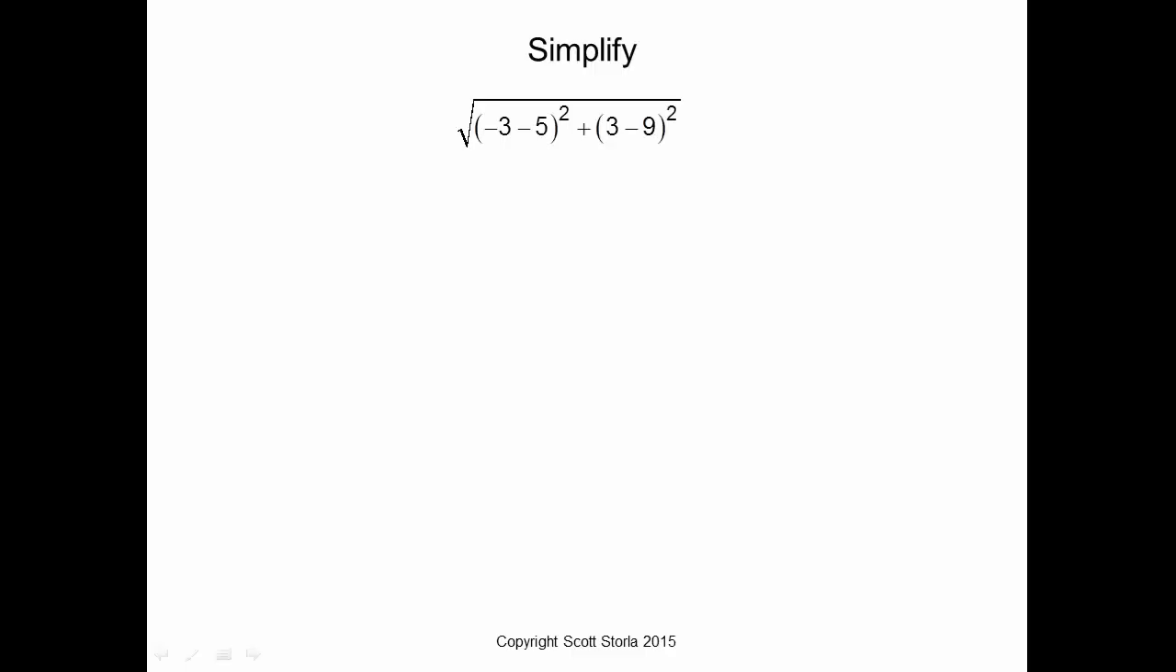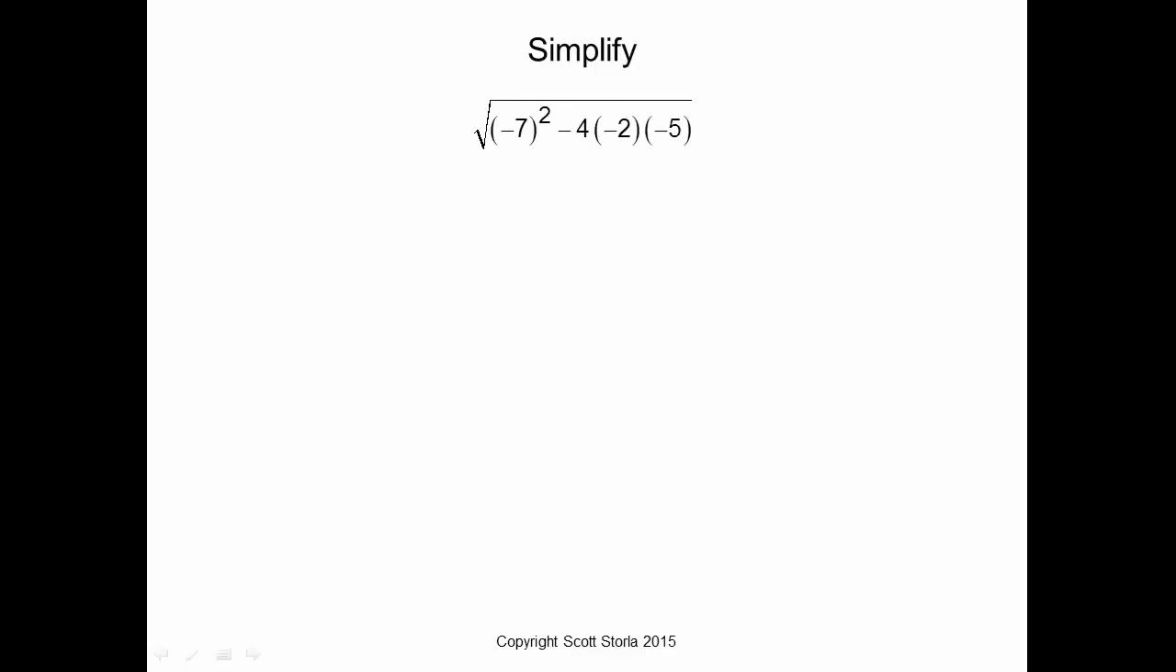Here's another. Again, the radicand is first. In the radicand, I have 1, 2, 3, 4, 5 operations, and then there'll be a 6th operation when I take the square root. The operations inside parentheses are first. Negative 3 minus 5 will give me negative 8. 3 minus 9, negative 6. Squaring will be next with 64 and 36. Addition next for 100. And square root of 100 is 10.